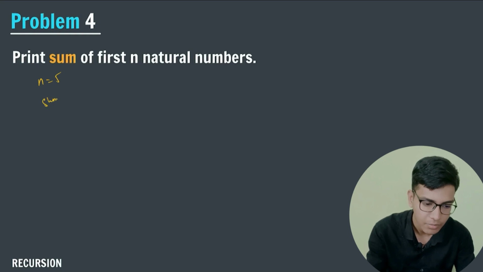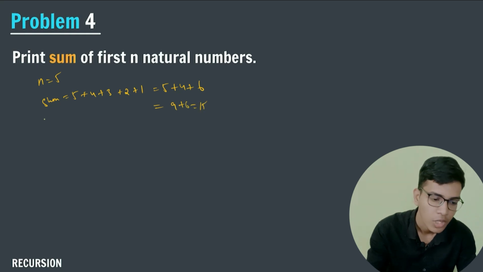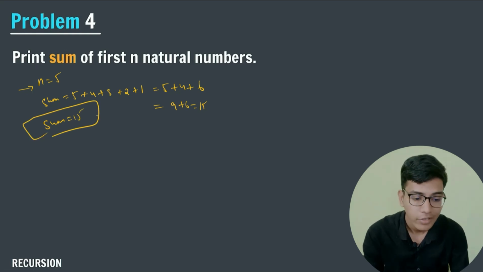Then the sum will become 5 plus 4 plus 3 plus 2 plus 1. That is nothing but 5 plus 4 plus 6, so 9 plus 6. When n is equal to 5, the sum will become 15. So I need to return 15 to my user.